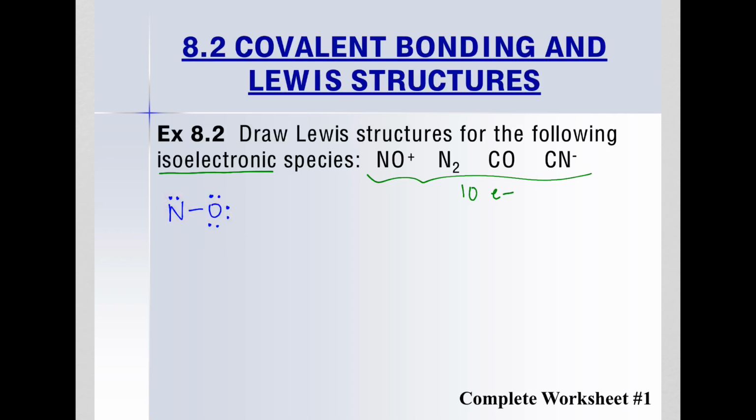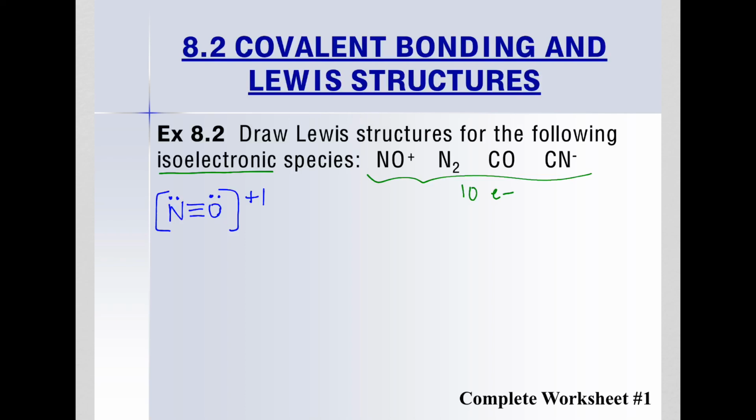So what we'll need to do is shift 1 and 2 of these pairs in so that we end up with a triple bond between these two. This one had a charge, so we should put that in brackets as well. If I do my checks, I've used 10 total electrons, 2, 4, 6, 8, 10, and both atoms are surrounded by 8 electrons.